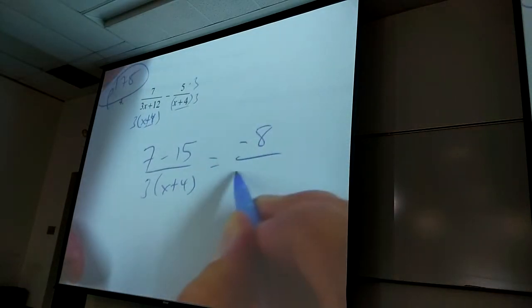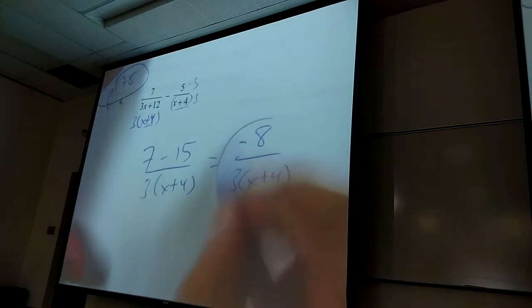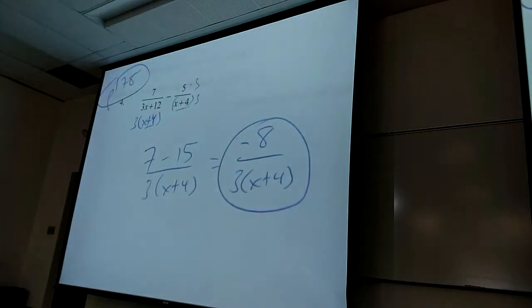Negative 8. Right. And that doesn't go anywhere. Nothing cancels. Now, how's that so far? Is that decent? Yeah. So you factor everything you can on the bottom so you can see what they're made of. And then you can see what parts the other one is missing.